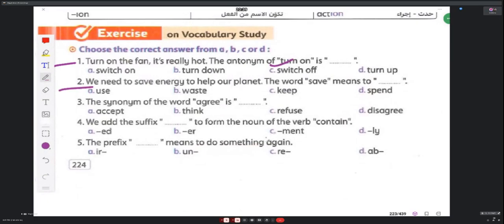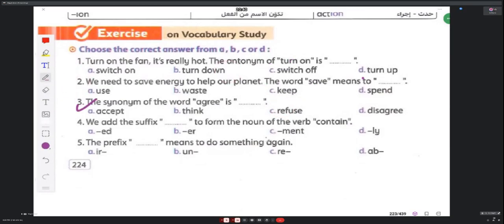Number two: we need to save energy to help our planet. This word save means to keep or maintain. Maintain in Arabic means يصون أو يحفظ. Okay, number three: the synonym of the word agree is accept.